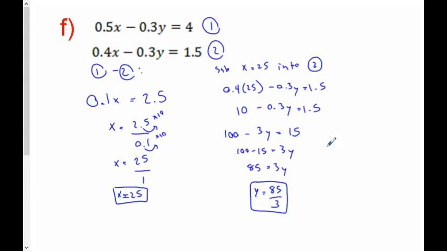So now I just have to state my point of intersection, which is 25 and 85 over 3. Okay, so that wasn't too bad. Once I was able to kind of get rid of decimals, it sort of simplified the question. And over here, when I multiplied everything by 10, I got rid of decimals again, and I was able to get an exact answer, 85 over 3.